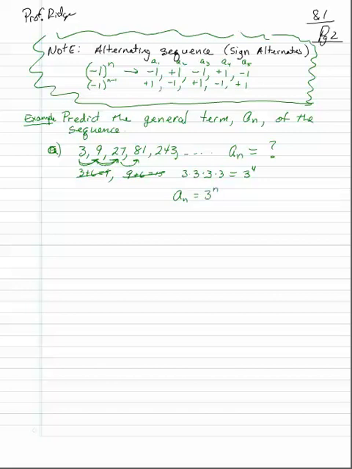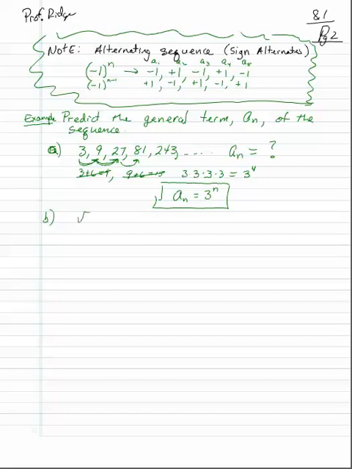And then you just check to make sure it works for all the terms that you're given. So 3 to the 1st is 3, 3 to the 2nd is 9, 3 cubed is 27, 3 to the 4th is 81, 3 to the 5th is 243. So it checks out, and we're going to be satisfied with that answer. All right, let's look at another one.